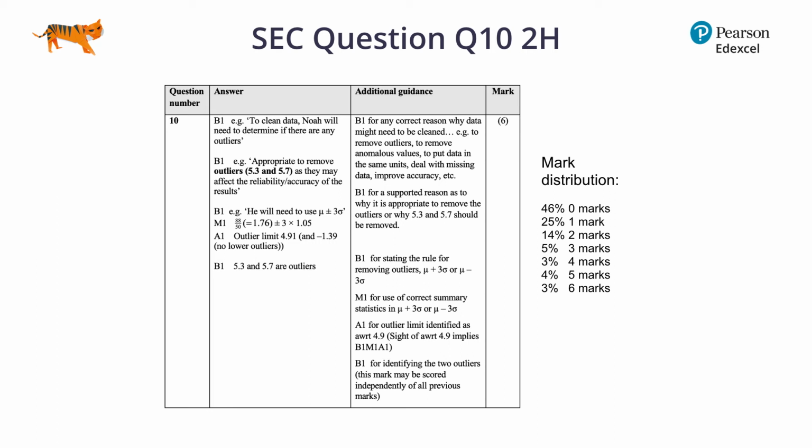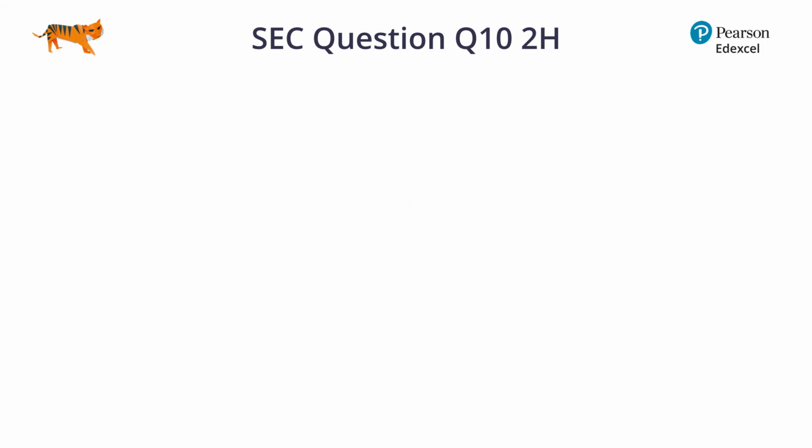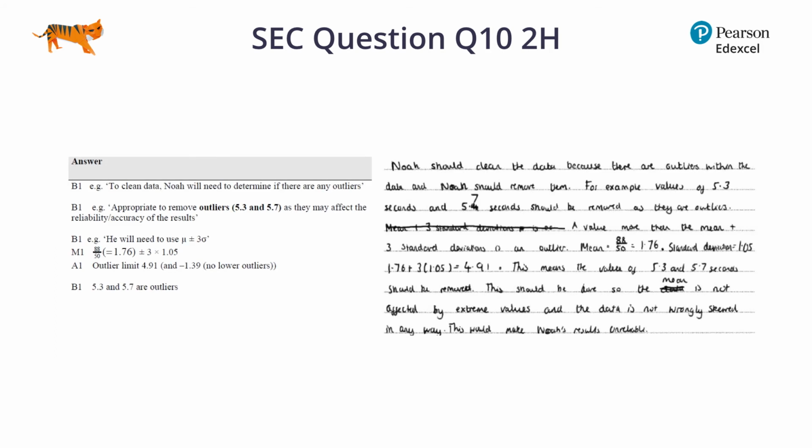There were some students who stated the rule for removing outliers as 1.5 times the interquartile range away from the lower and upper quartile, instead of using the mean plus or minus 3 standard deviations. Students should have realised by the number of marks that a single comment here is not sufficient. This first response was awarded full marks.